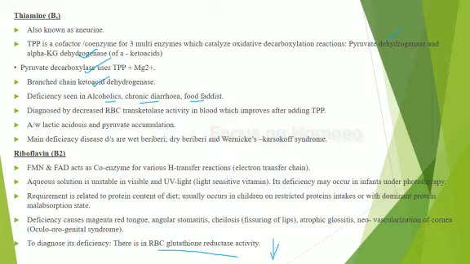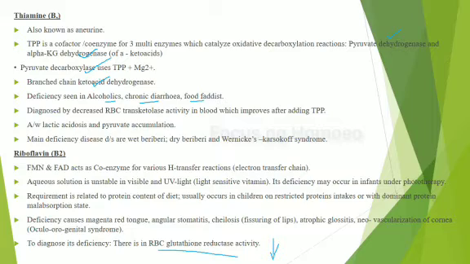So, TPP, thiamine pyrophosphate, is a cofactor in three multi-enzyme complexes which catalyze oxidative decarboxylation reactions: pyruvate dehydrogenase, alpha KG dehydrogenase, and branched chain keto acid dehydrogenase.